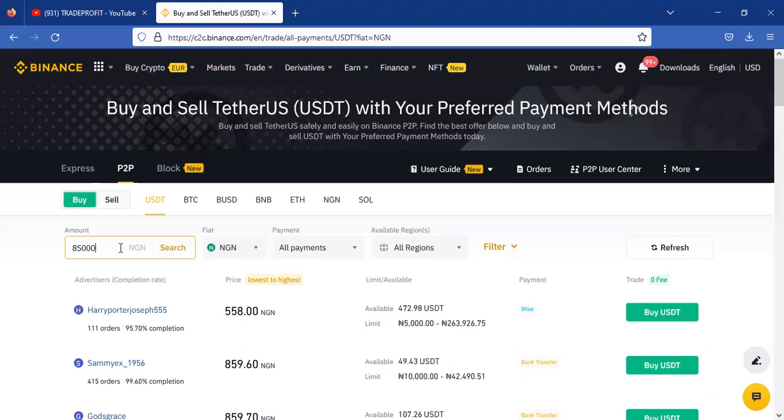Then imagine if you have 500,000 in your account. That means you'll be making 75,000 naira extra from your 500,000 in maybe 30 days from now, or maybe in 2 months, that's 60 days from now. So this is the passive income strategy.